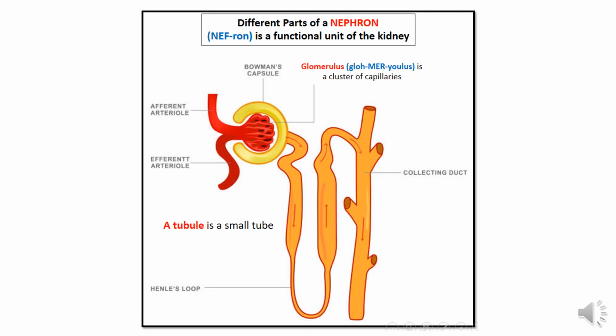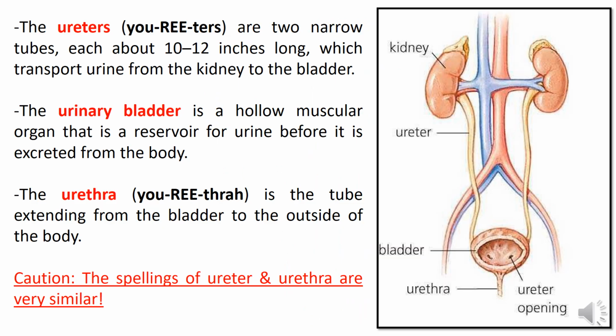This is the functional unit of the kidney. It's called the nephron. The nephron is the functional unit. It's composed of the glomerulus and collecting tubules. The glomerulus is a tuft of capillaries surrounded by a capsule called the Bowman capsule, while the tubule is a small tubule.